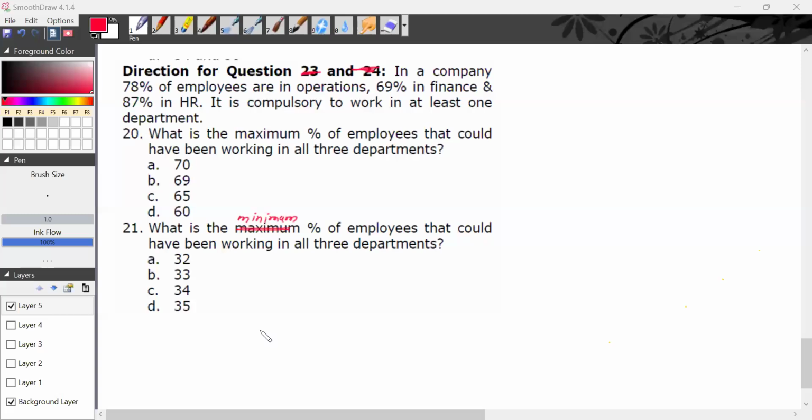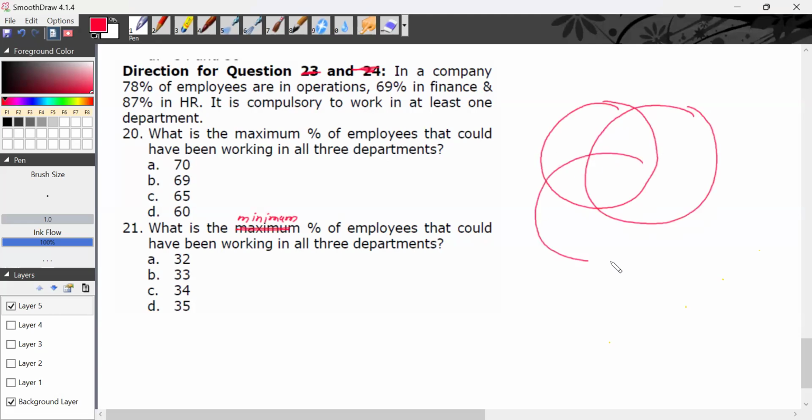हाँ जी, आंसर बन जाना चाहिए अभी तक। ठीक है, चेक करते हैं अभी ना। So we will have 3 circles like this. One is for operations. This number is 78%. Everything is in terms of percentage, right? This is finance, which is 69%, and HR is 87.